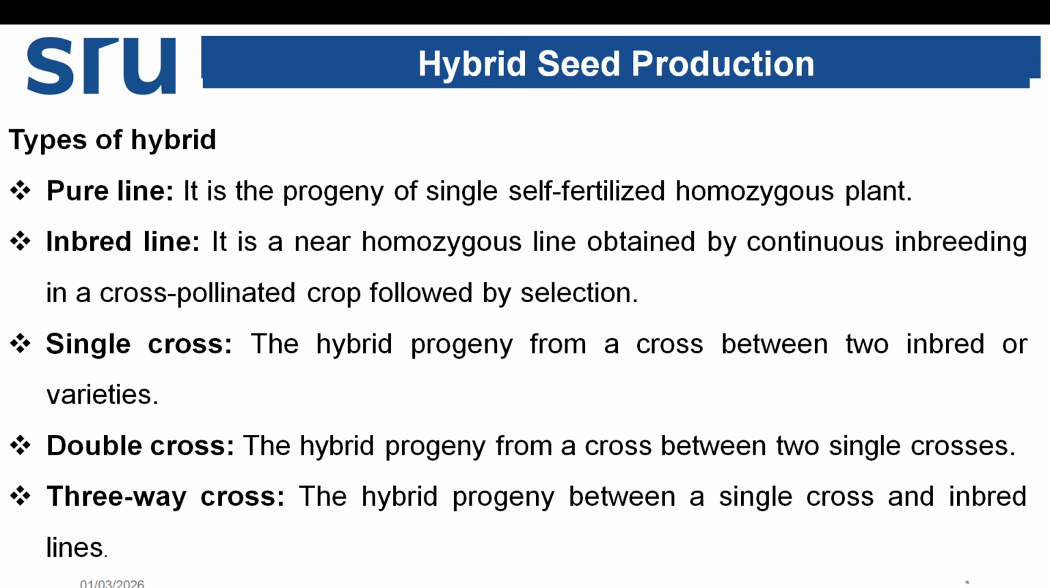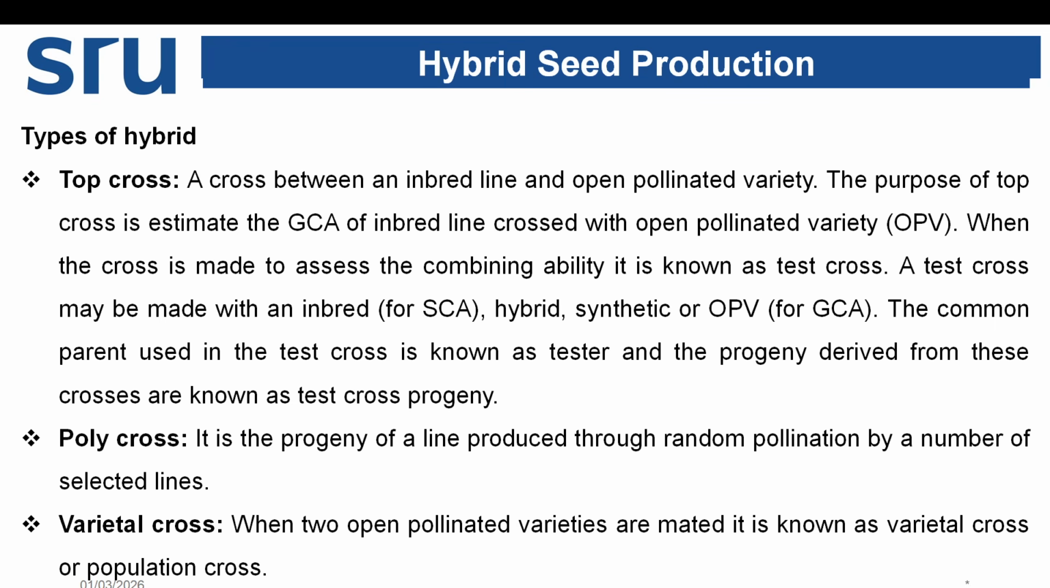A three-way cross hybrid is a hybrid progeny between a single cross and an inbred line. That means in a single cross, two parents are involved. In a double cross, four parents are involved. And in a three-way cross, a single cross means two parents plus an inbred line. As the name itself indicates, a three-way cross hybrid involves three parents. So these are the types of hybrids.